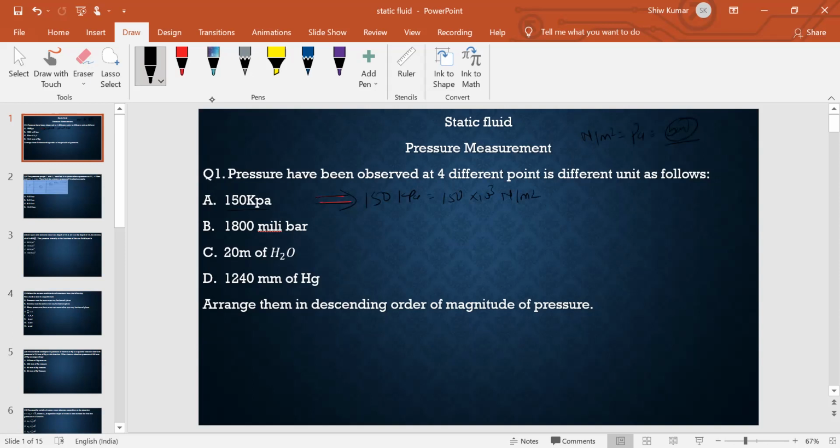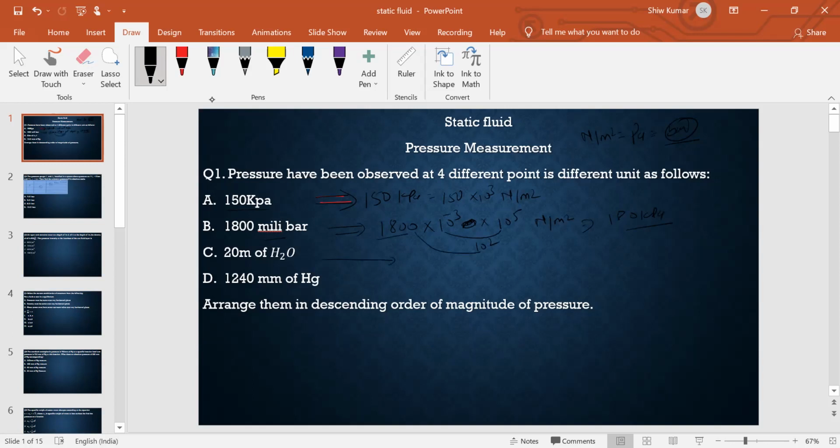Next, it is 1800 millibar. So write down 1800 milli. Milli you convert into meter, it's 10 raised to minus 3, and 1 bar is equal to 10 raised to 5 Newton per meter square. If you simplify them, you'll get here 180 kilopascal. Because here 10 raised to minus 3 and 10 raised to 5, you'll get 10 raised to 2. Take out one 10 raised to 3, the remaining is 180 kilopascal.